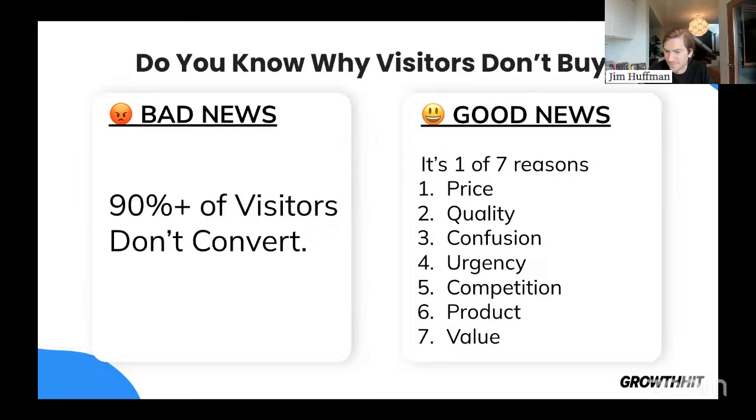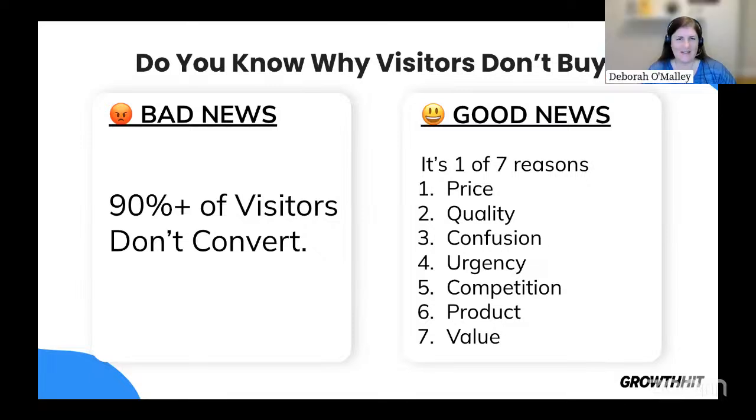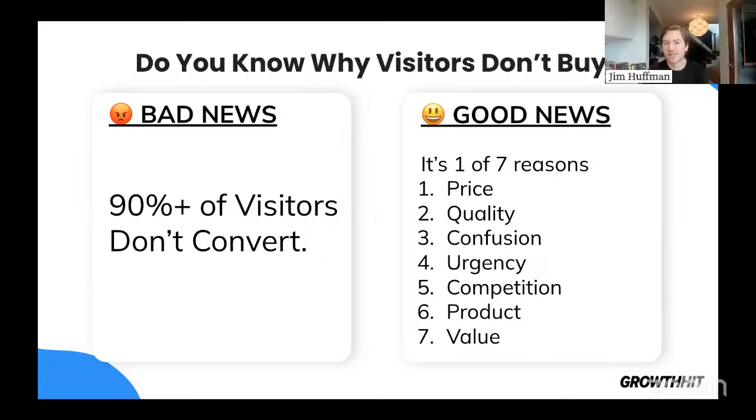So that's bad news. So what's the good news? That's very bad news. Yeah. For every 100 people, only 10 of them, if we're lucky, are actually going to do something. But you've identified a framework, it has 7 main reasons. Tell us about that. Exactly. So here's the good news.